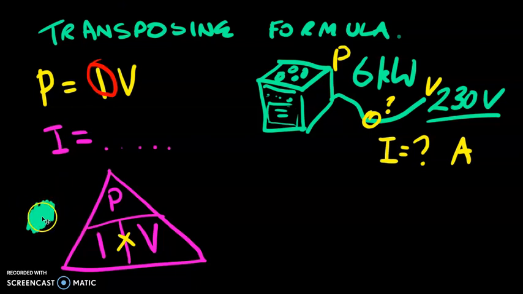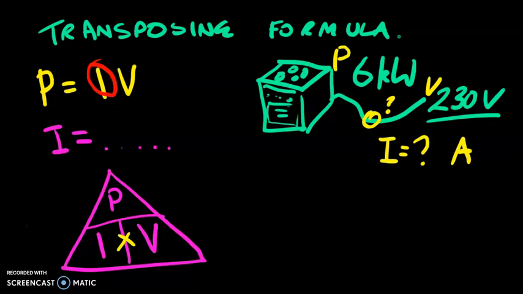So if I come on, it's not going to work. It worked earlier, I swear it. If we cover up the bit we want to find out, so let's go back to I, we cover that up. What are we left with? P and V, and P is over V. So that means that I is equal to P over V. Now that does work, but what that doesn't do is tell you how you got there and why you got there. So that's what we're going to look at next.